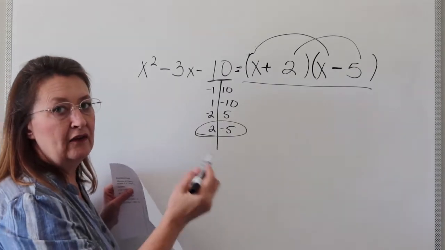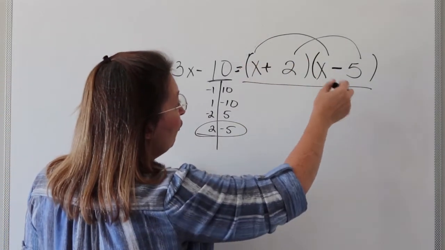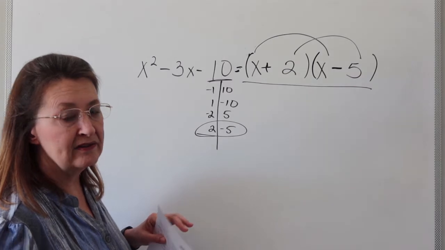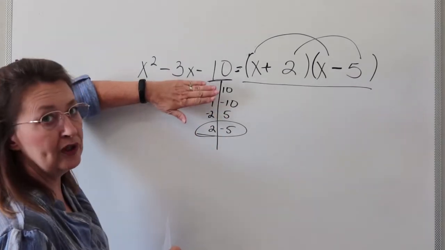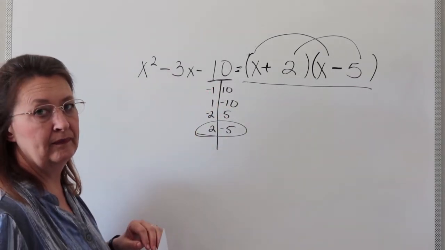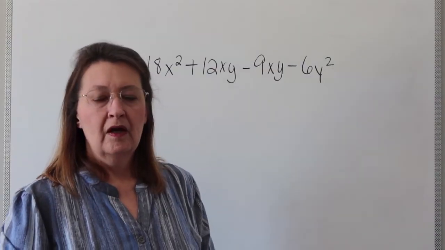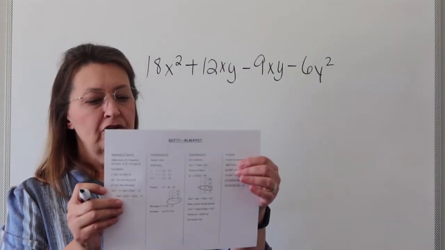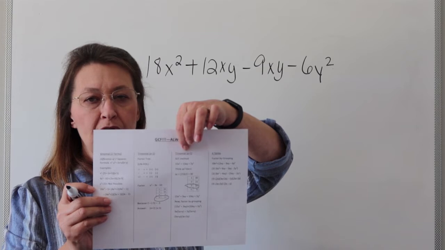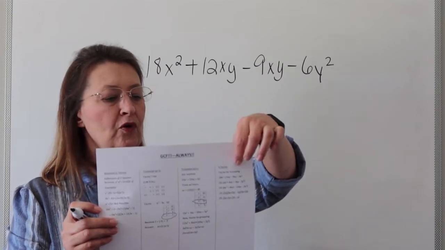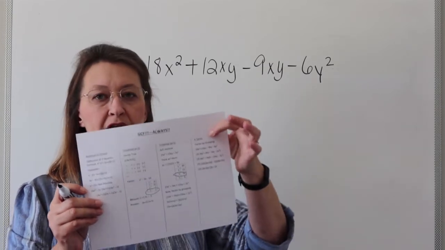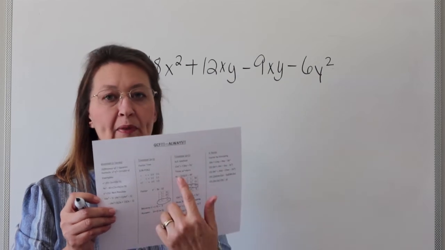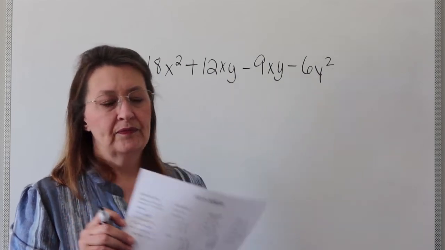Once again, if you want to check it, use FOIL, first, outside, inside, and last, and see if you get this original expression. For the next problem on your sheet, we're going to skip the third column. We're going to skip down here to the fourth one that says 4 terms. And you'll see why in just a second. We're going to circle back to the third one.